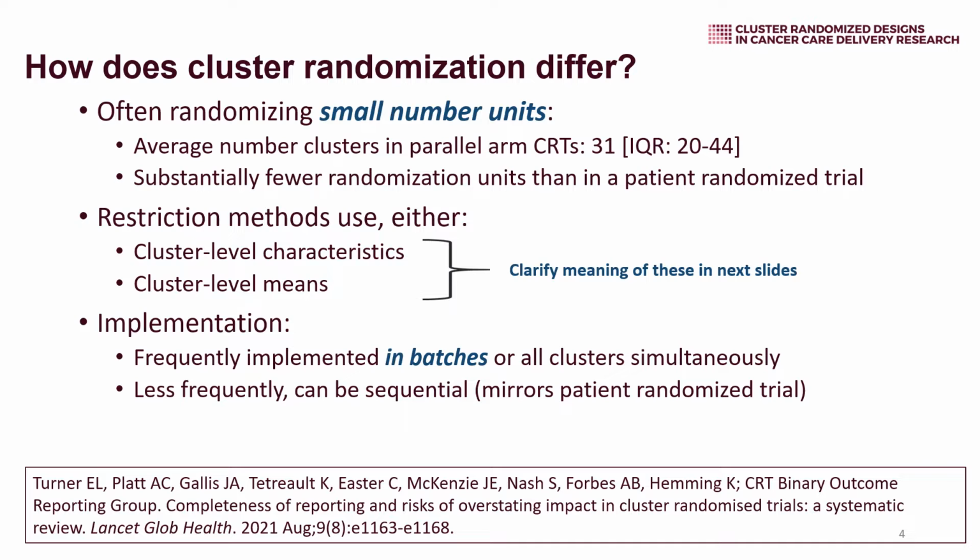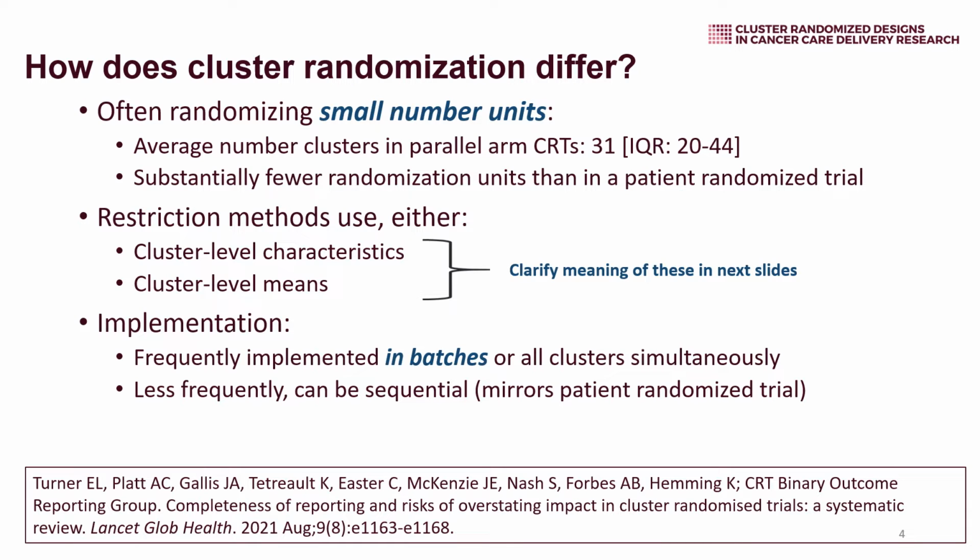So how does cluster randomization differ from the sorts of randomizations that we might implement in a patient randomized design? Well, there's one key difference, and that is we are often randomizing a smaller number of units. So the average number of clusters in a parallel cluster trial is just 31, interquartile range 20 to 44. This is substantially fewer randomization units than we typically randomize in a patient randomized trial.